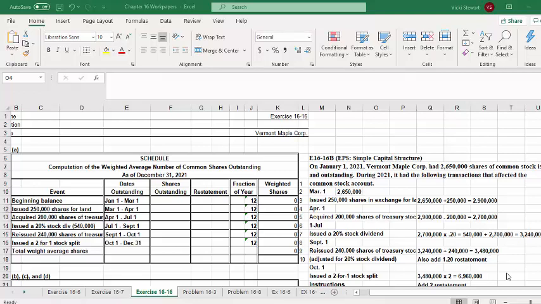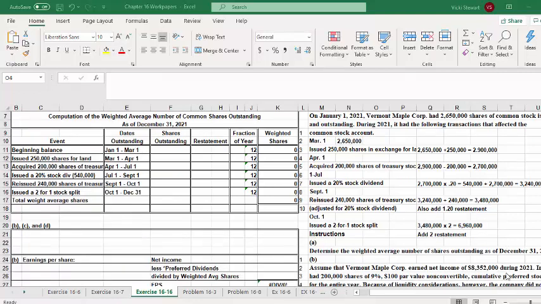This is a demonstration of exercise 16-16B, earnings per share with a simple capital structure. On January 1st, 2021, Vermont Maple Corporation had 2,650,000 shares of common stock issued and outstanding. During 2021, it had the following transactions that affected the common stock account, and the instructions state in Part A to determine the weighted average number of shares outstanding as of December 31st, 2021.